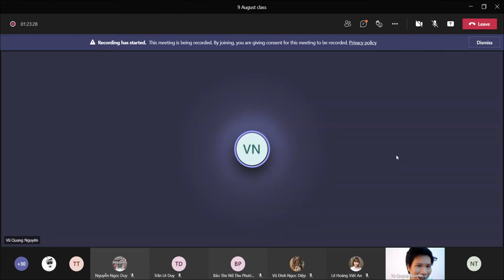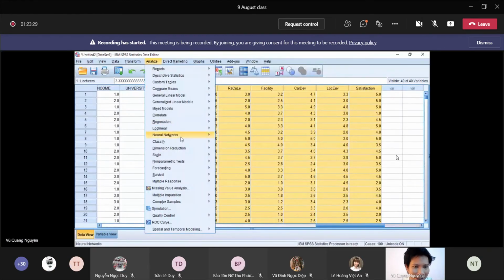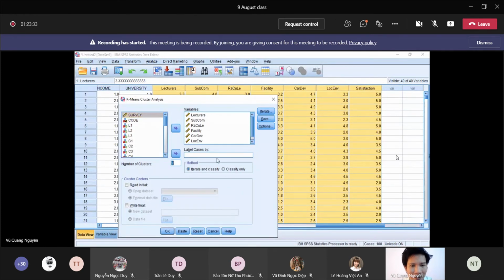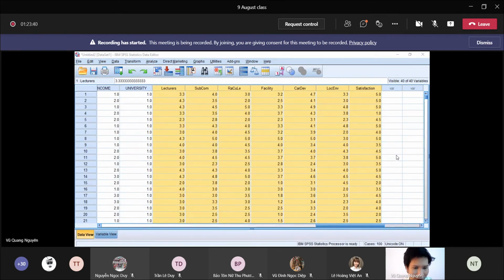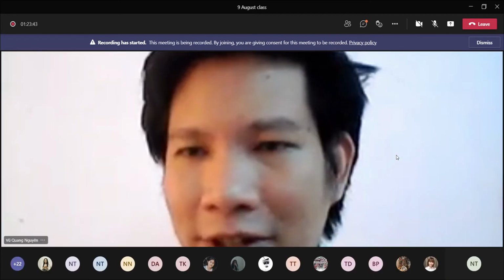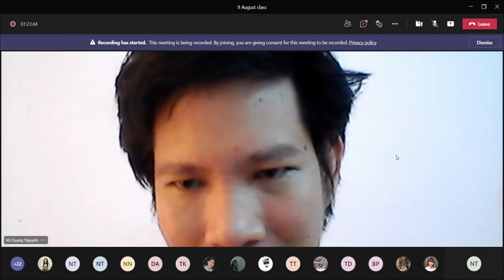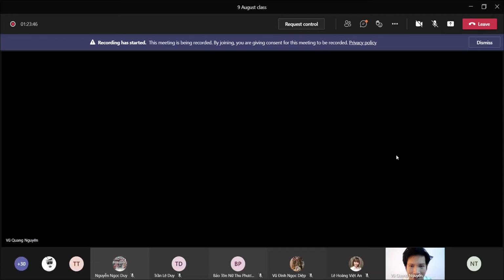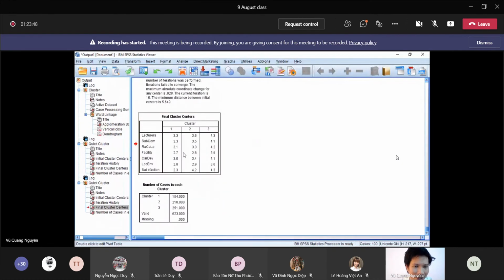So go back to the data again. Go analyze, go classify, and K-means cluster. Well, 2 is useless already, so we try 3, okay? Click OK. What if we try the 3 clusters? Look at the output again. This one is about 3 clusters.